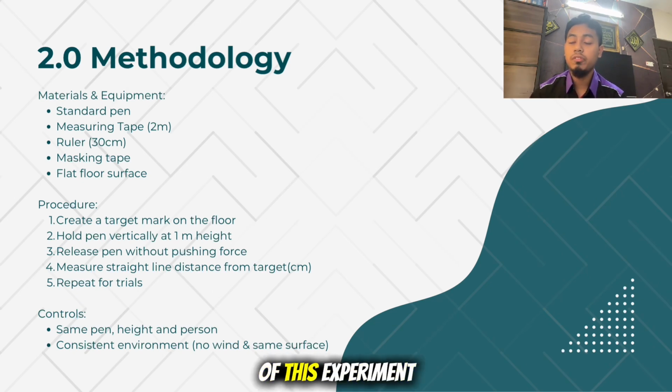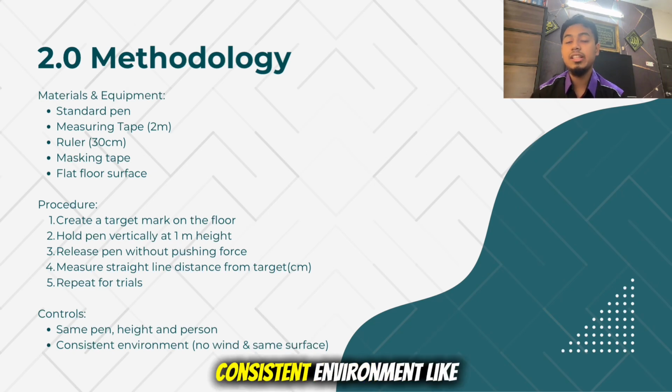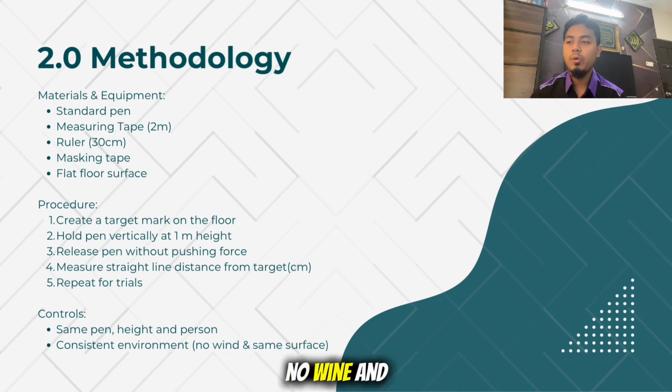And the controls of this experiment are, first, same pen height and pen. Second, a consistent environment, like no wind and the same surface.